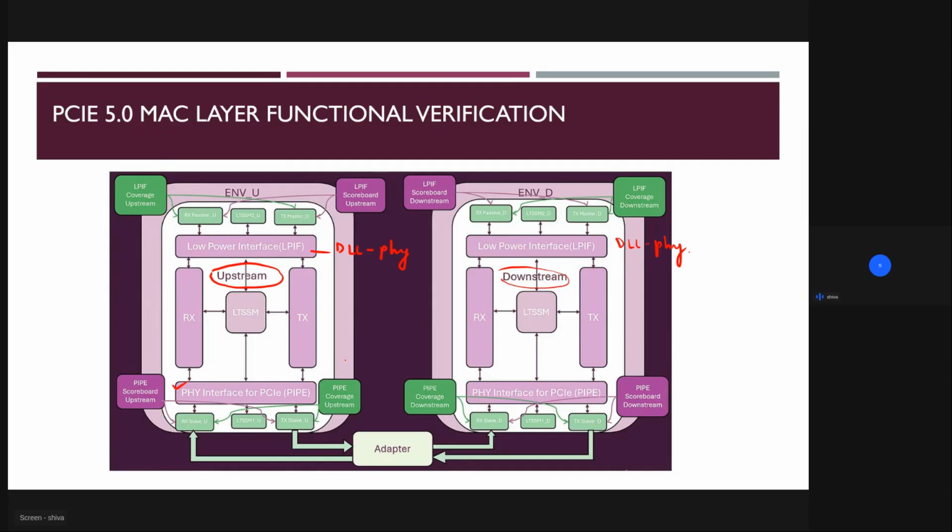We have the same components for the downstream device also. On the downstream device data link side we have the transmitter master, the TX master active agent, to simulate the transaction layer and data link layer behavior. It will generate TLPs and DLLPs.